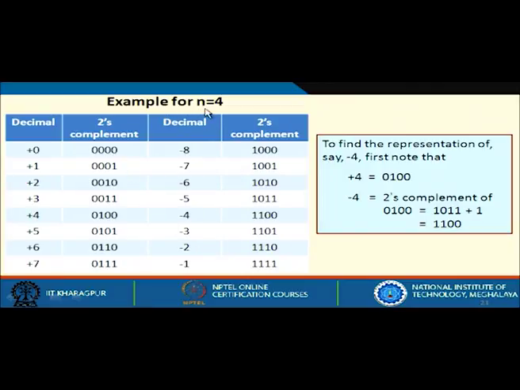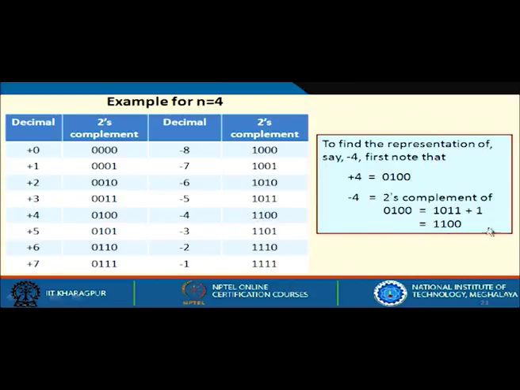So, this is the representation for n equals 4. Now, we see that 0 to 7 is the same. Now, minus 8, how do we represent? We are representing minus 8 to minus 1 in 2's complement. Let us take the same example of minus 4. How do you represent 4? It is 0, 1, 0, 0. Then we take the 1's complement of this number, which is 1, 0, 1, 1, and then we add 1 to it. Once we add 1 to it, it becomes 1, 1, 0, 0. So, you see here this is the magnitude that we get.